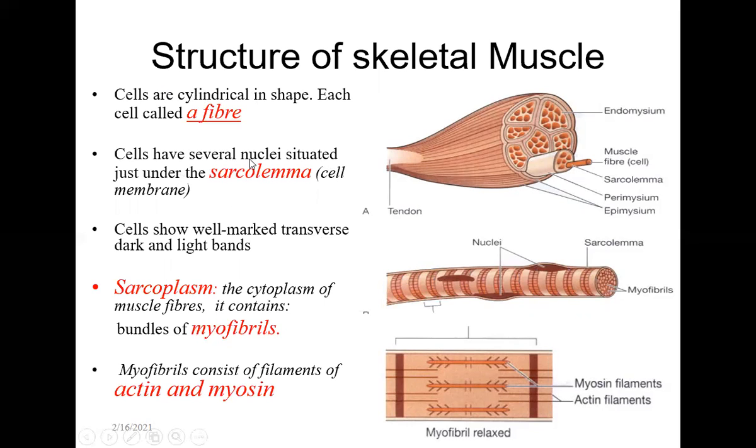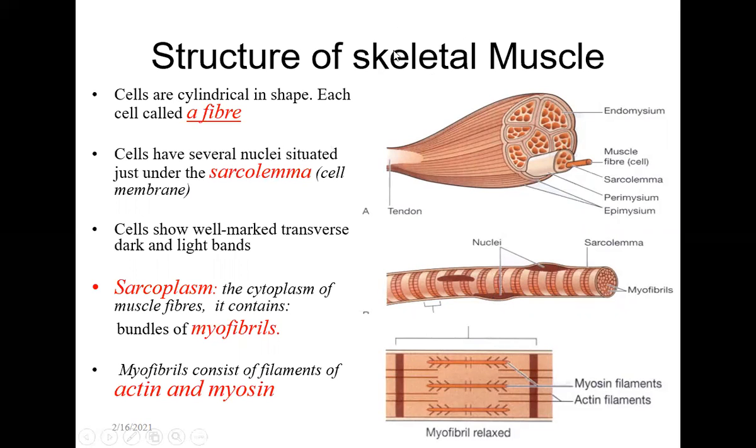Cells have several nuclei situated just under the sarcolemma. Sarcolemma is nothing but the cell membrane. As you know, each cell is covered by a cell membrane. Similarly, here also the muscle cell is covered by a membrane. This is called the sarcolemma. It is nothing but the cell membrane. And just under the sarcolemma, you can see many muscle nuclei. There are many nuclei, so multiple nuclei.